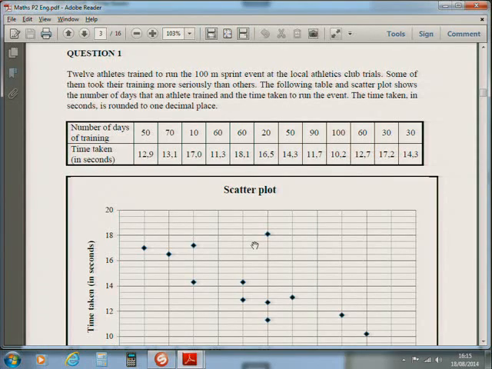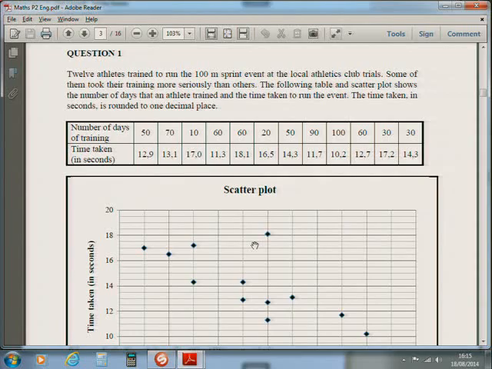And we already said when you draw, number of days is for the X, the horizontal line. And time taken is for the Y-axis, the vertical line. But fortunately, in this question, the scatter plot is drawn already. There it is. It is drawn already.